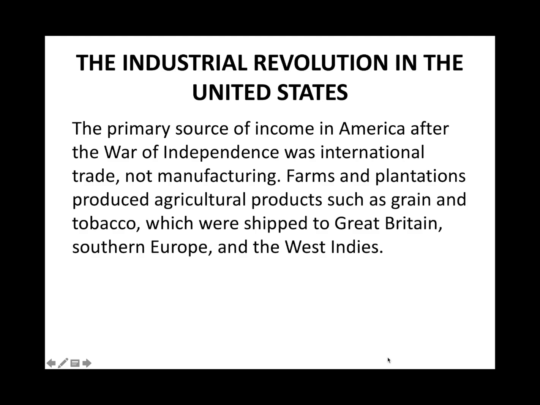All right, so the Industrial Revolution in the United States. The primary source of income in America after the War of Independence, which was the Revolutionary War, was international trade, meaning you would trade with other countries, not manufacturing, so not making goods at home. Farms and plantations produced agriculture, which is like food, such as grain and tobacco, which were shipped to Great Britain. So we were making a bunch of stuff and sending it over to Great Britain, also to Southern Europe and the West Indies, which is like the Caribbean.